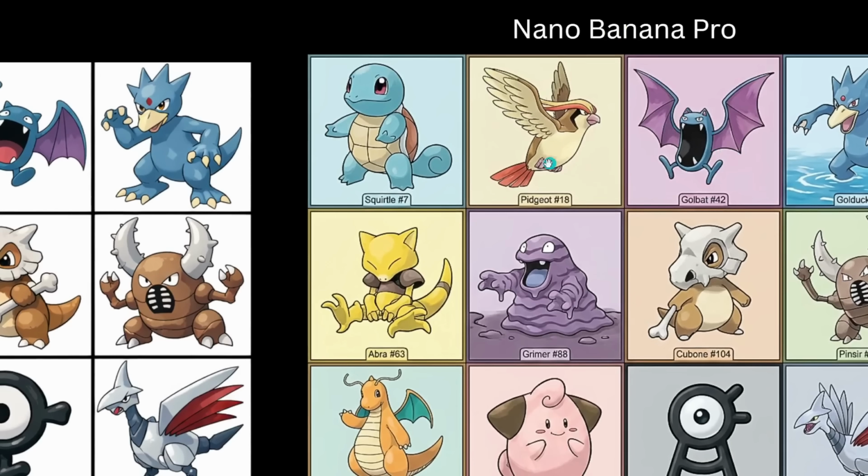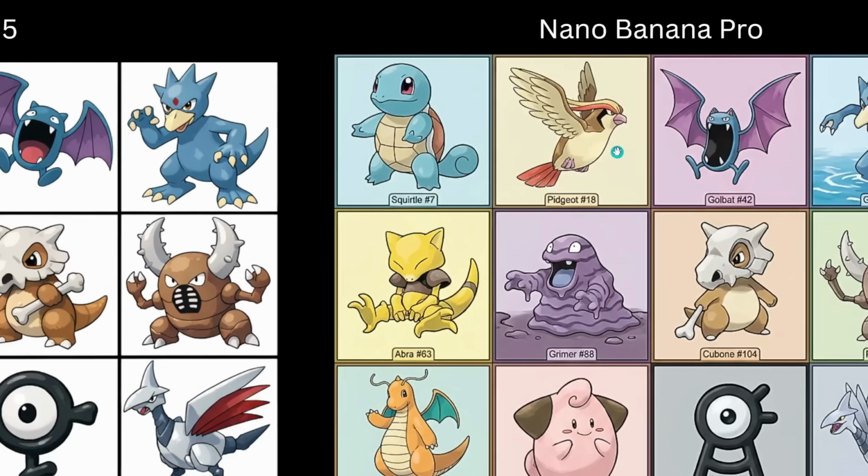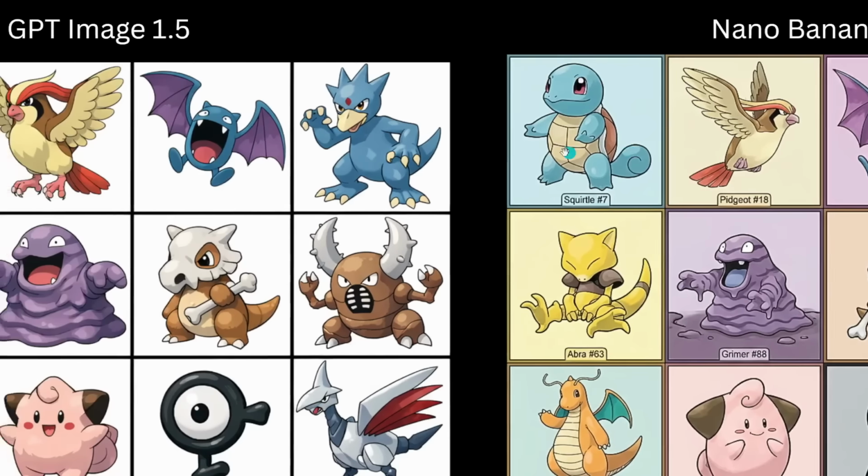I would have to say that Nano Banana Pro renders the Pokemon a bit better than GPT Image 1.5. For example, for Golbat and Pidgeotto, these just look a lot better than what I got from GPT. You can see that something looks off with these two generations. Same with like this Pokemon over here. I think overall the image from Nano Banana Pro looks a bit better.